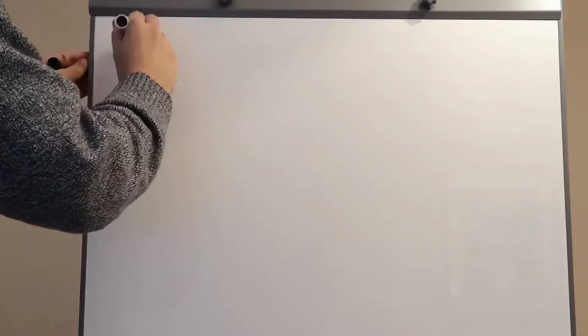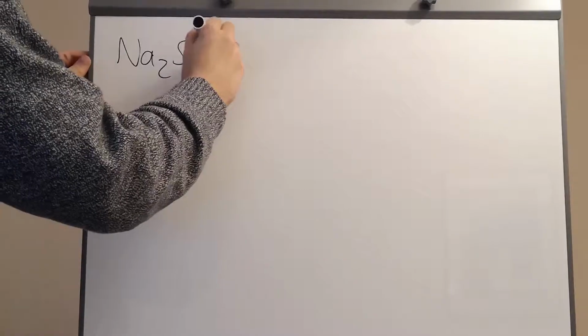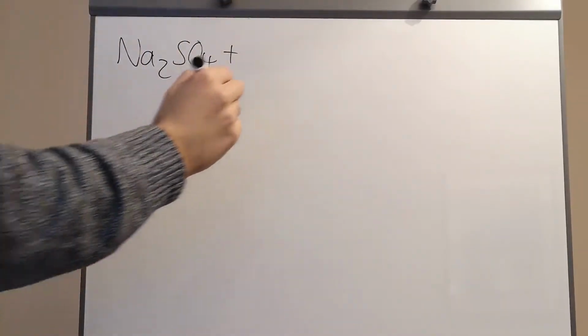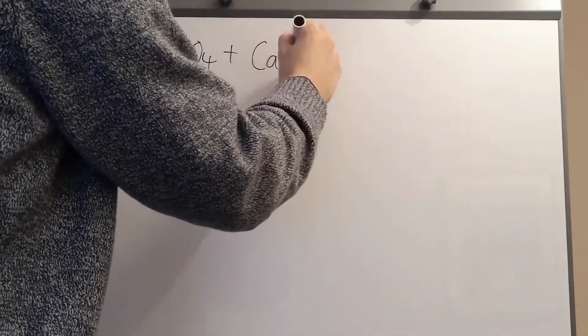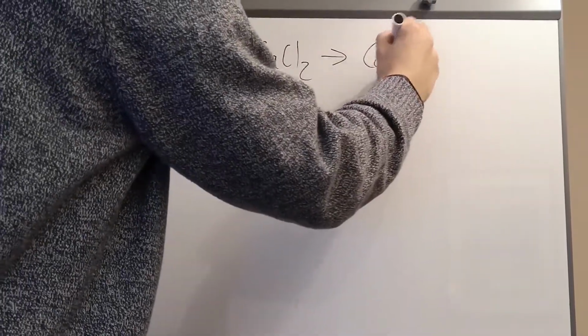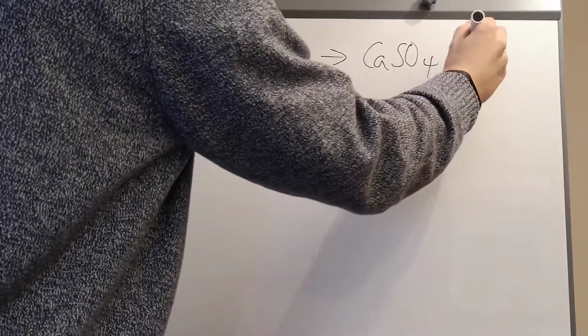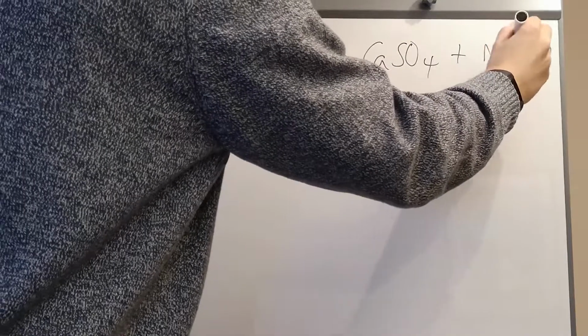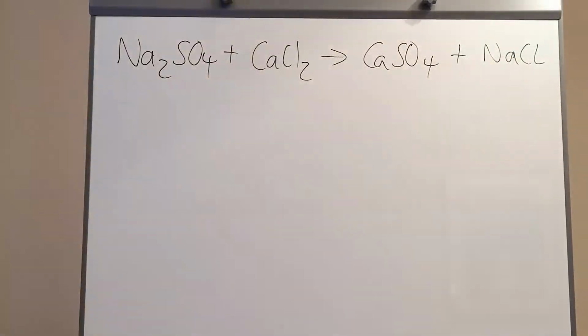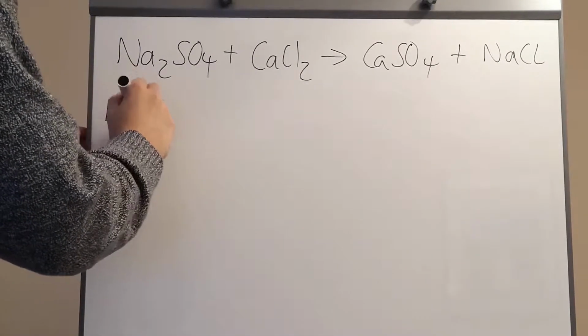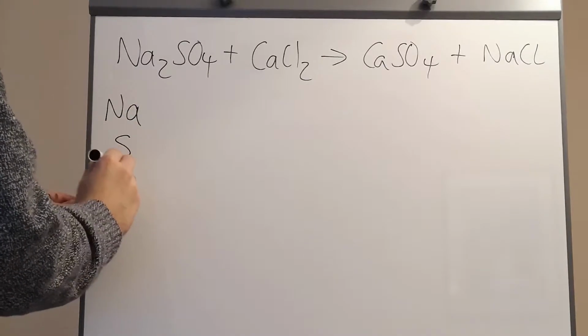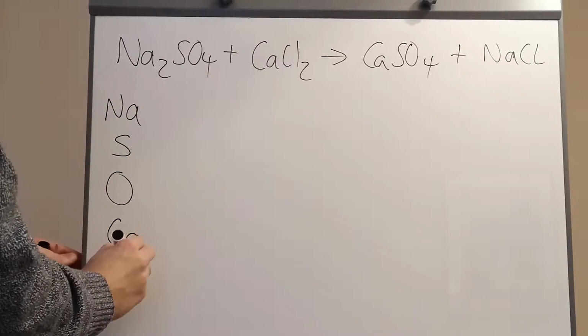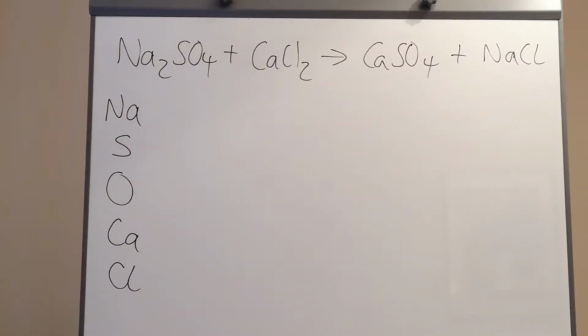Let's try an even more difficult equation now. So sodium sulfate plus calcium chloride makes calcium sulfate plus sodium chloride. The grid method is our best bet to being able to solve this balanced equation. Sodium, sulfur, oxygen, calcium, and chlorine atoms are all involved in this equation.